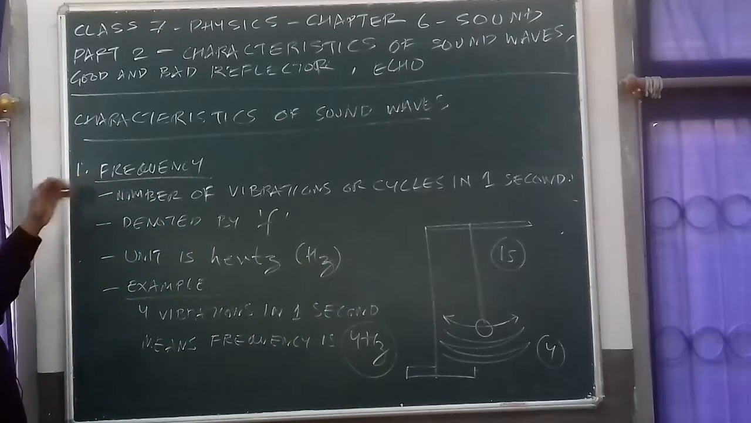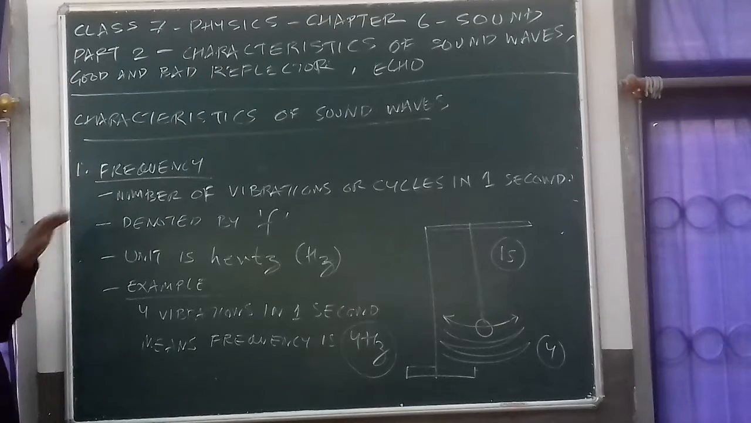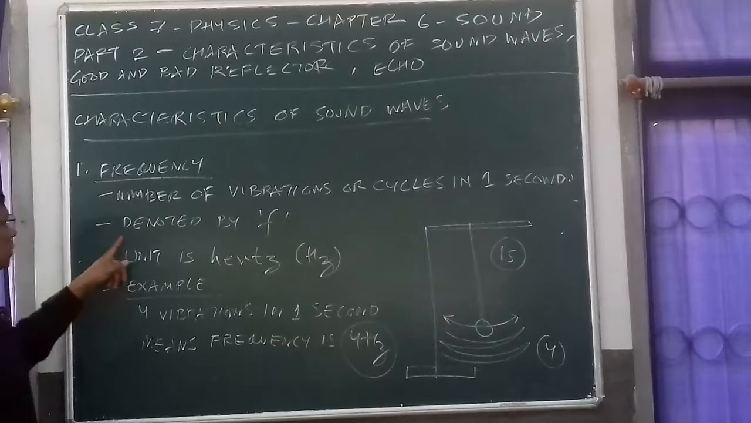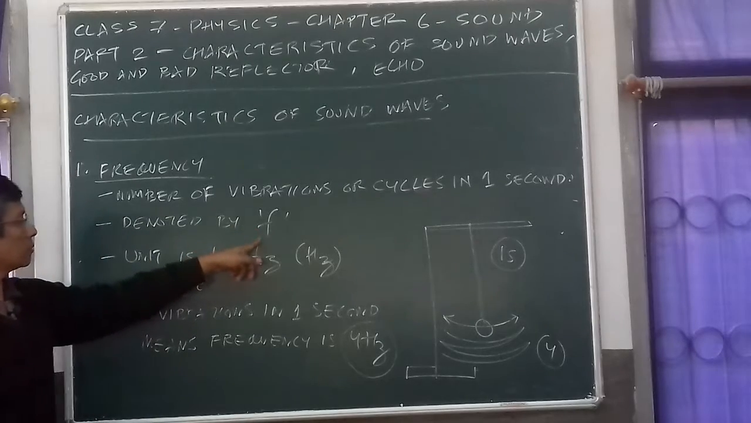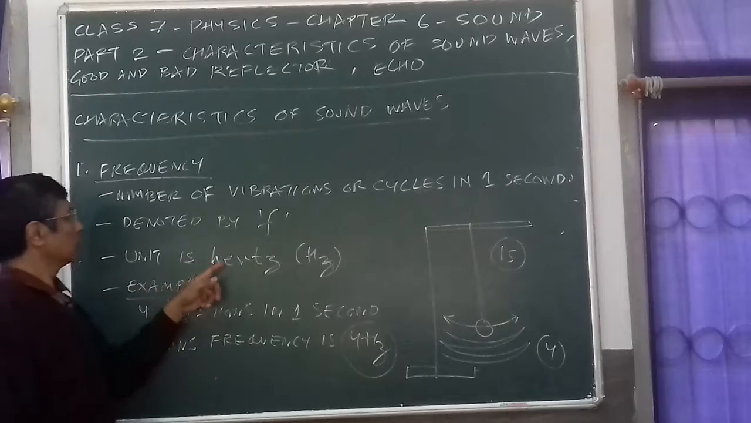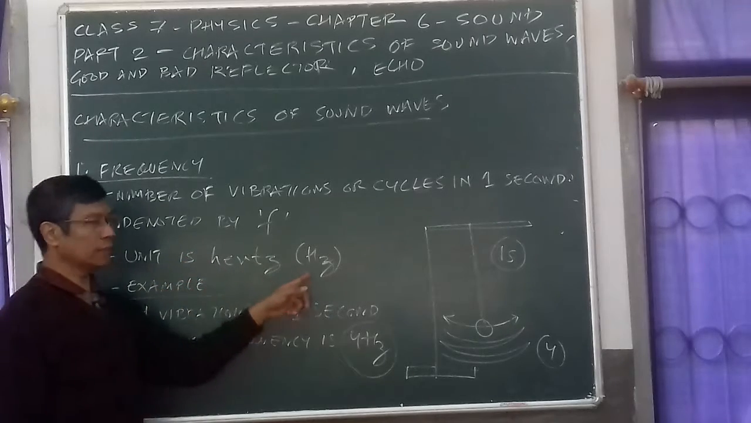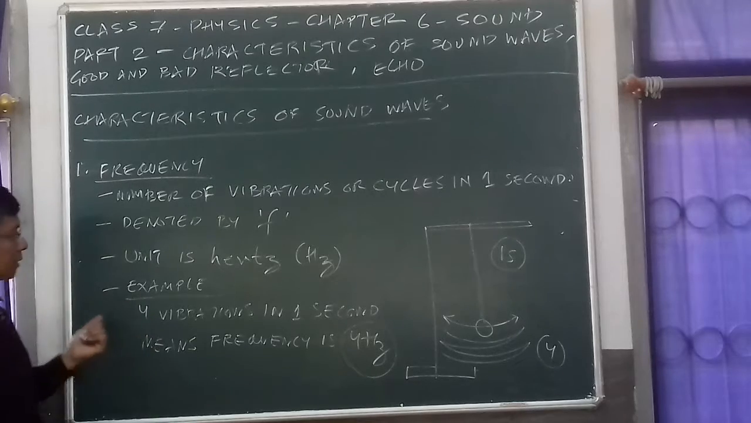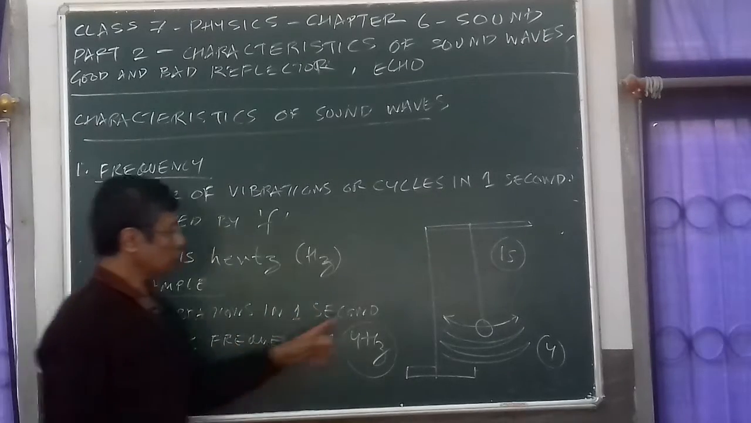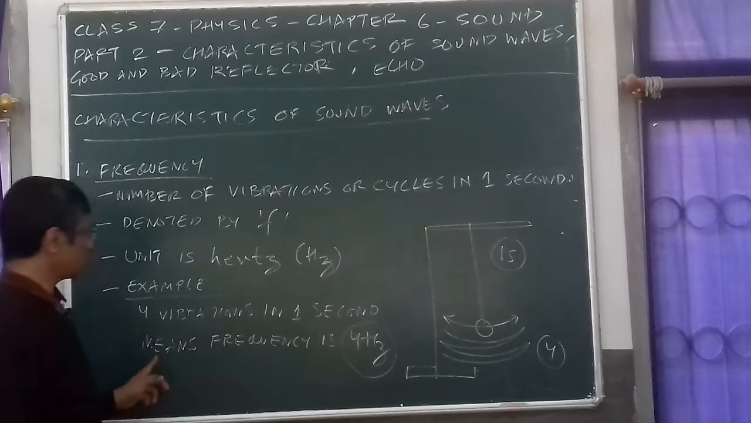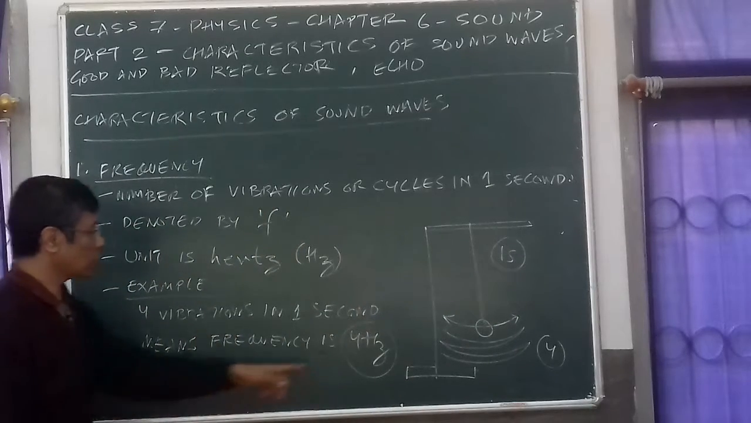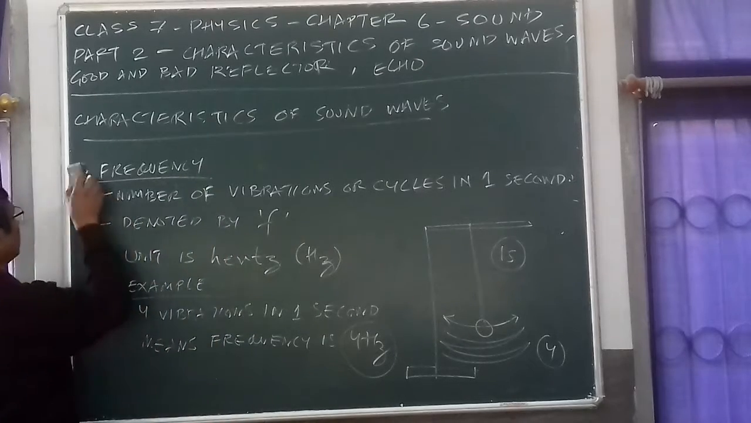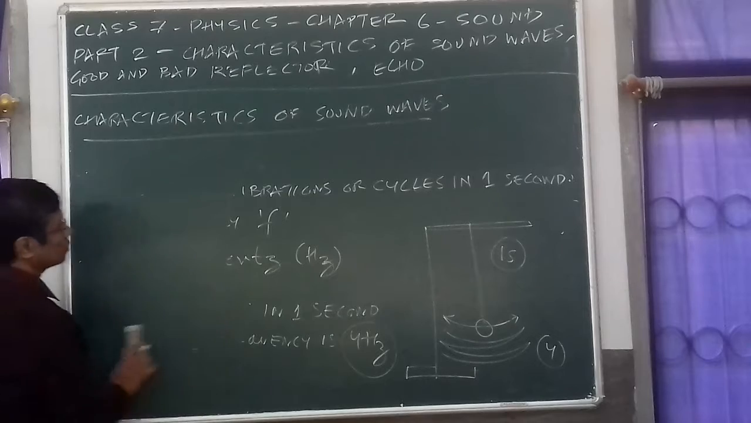So once again, frequency is one of the characteristics of sound waves, and it is defined as the number of vibrations or cycles in 1 second. It is denoted by the letter small f. The unit of frequency is hertz, denoted as capital H small z in short form. I have given this example: if a pendulum oscillates 4 times in 1 second, its frequency is 4 hertz. Next, let's move on to the time period, which is the next characteristic of sound waves.